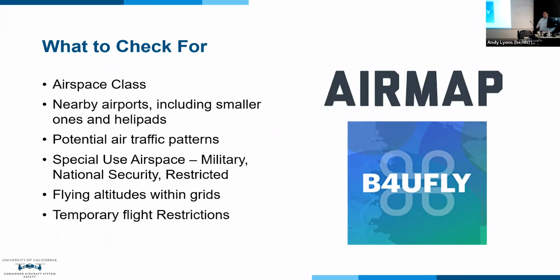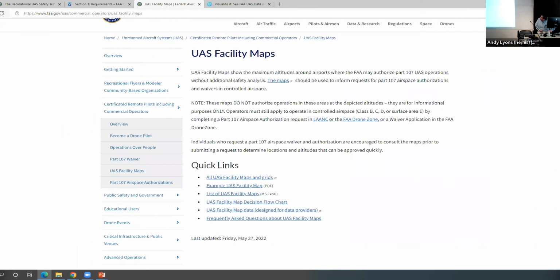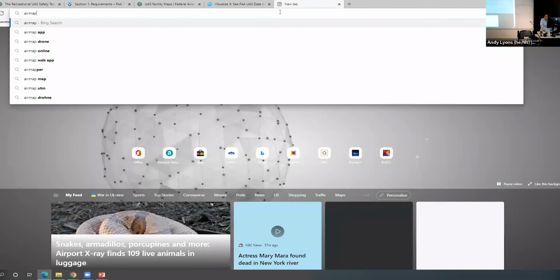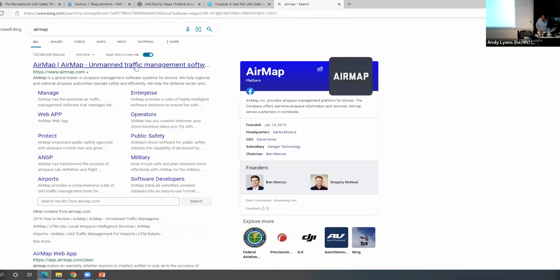Now, where do you find this information? Really, really important check. So there's lots of ways that we can find our information. You can Google up UAS facility maps and you'll end up at this webpage. This will tell you a lot of the official FAA information, but it will tell you the airspace class and the airports, but it won't tell you things such as the helipads and the other little issues that you might run across. So we have a couple of other favorites. AirMap is a good one.